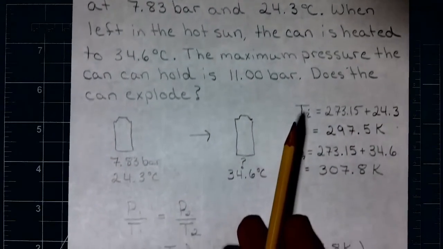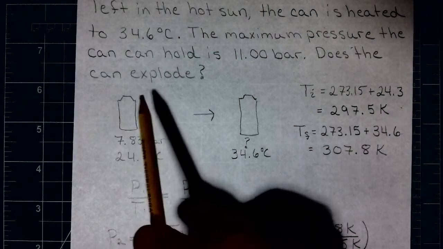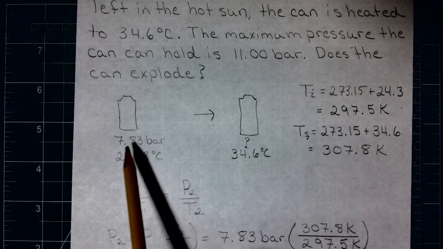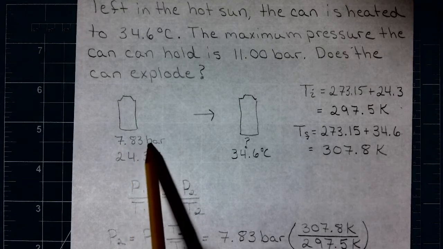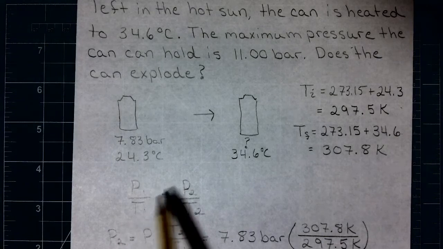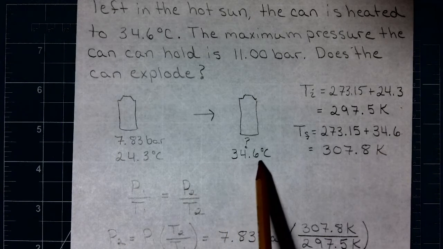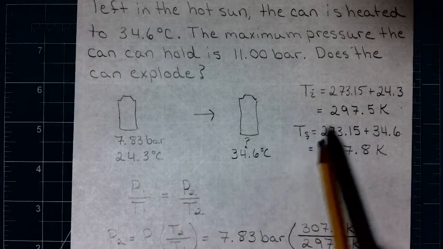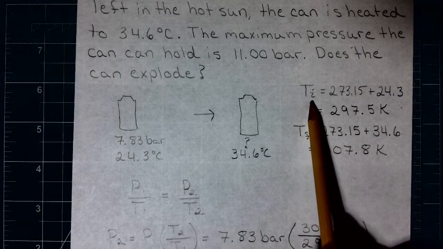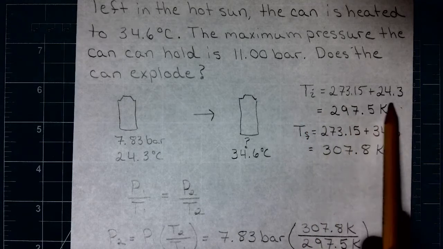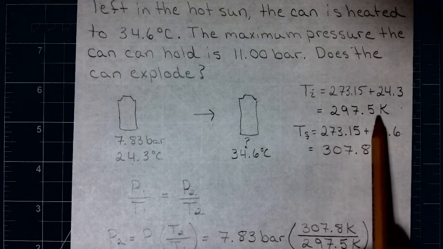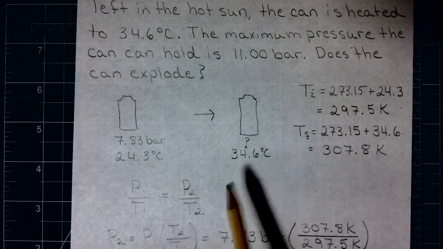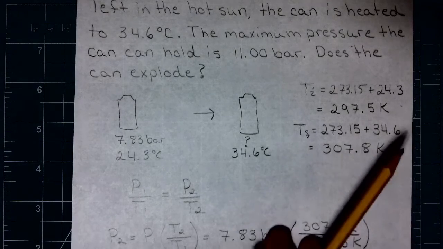So we have a fixed volume system here. The can isn't going to get any bigger or any smaller. And we're going to have 7.83 bar initially at 24.3 degrees Celsius. It starts heating to 34.6, and the question is, what is the pressure inside this can now? First thing we need to do is convert these temperatures to Kelvin. So we can see that 24.3 is 297.5 Kelvin here. And over here, we're going to be at 307.8 Kelvin.